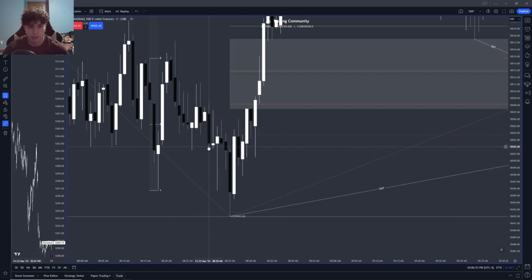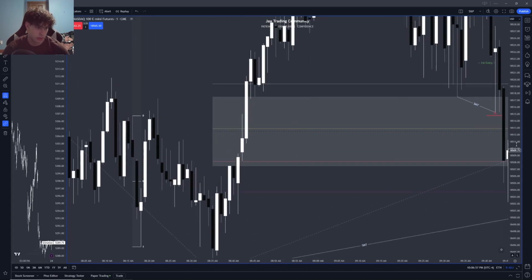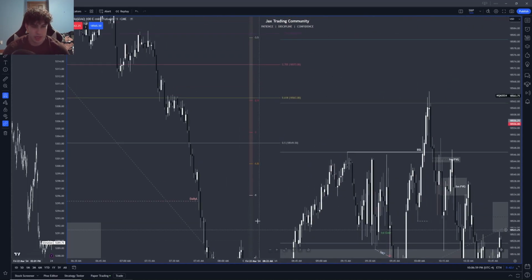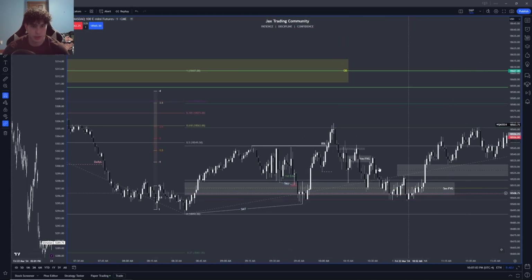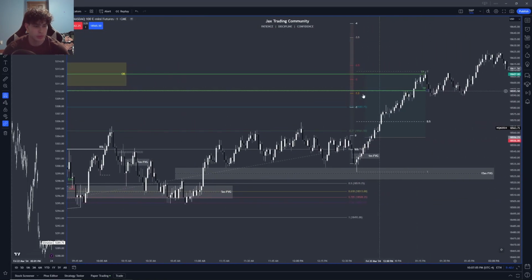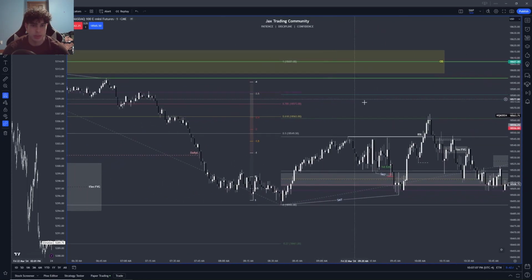Right here, this didn't really happen. It was just small candles and then push down. So here's that, and this draws out to here, which is your first area, and then up to this -4, which is what we did hit later.